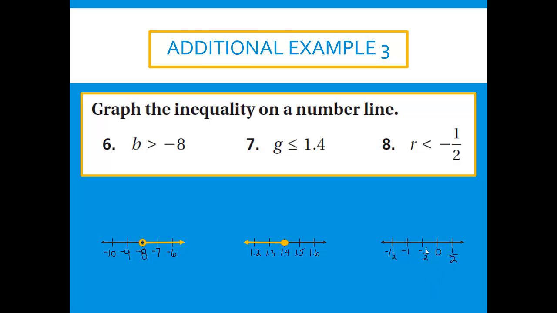Now I need to decide if -1/2 is a solution. So -1/2 is less than -1/2, and that's not true. Therefore, I would need an open circle at -1/2. Now I can check numbers on each side. So if I put in -1, I have -1 is less than -1/2, and that is true. So I would shade to the left. If I tried 0, a number on the right, 0 is less than -1/2 is not a true statement. So that's why you would not shade to the right.